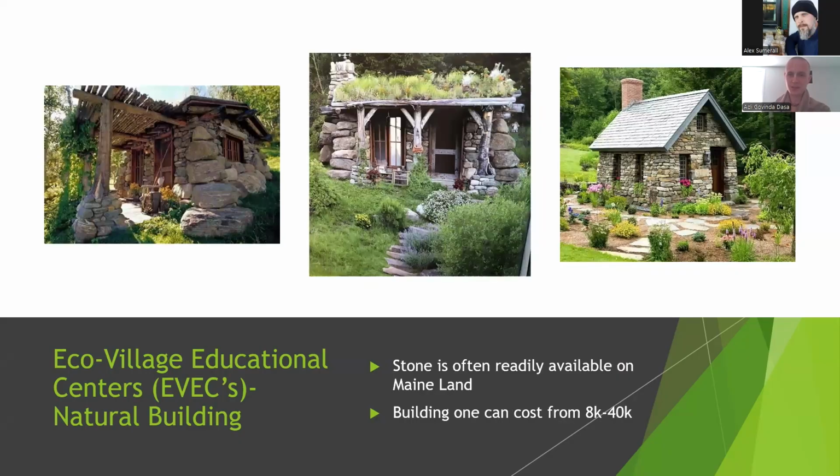Another building material is stone, which I personally find very beautiful. And stone is also a material that's found readily in most landscapes. And the costs for constructing with this material are very affordable. 8,000 to 40,000 and upward, depending on the scheme and the design you have.